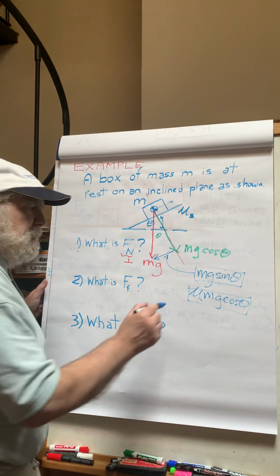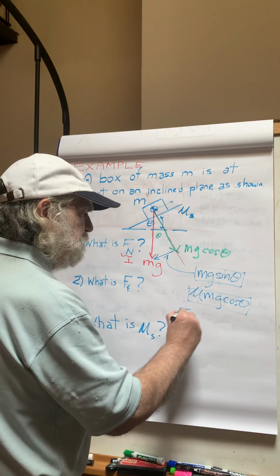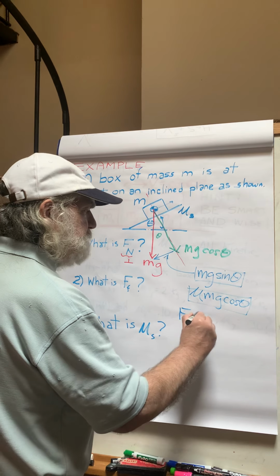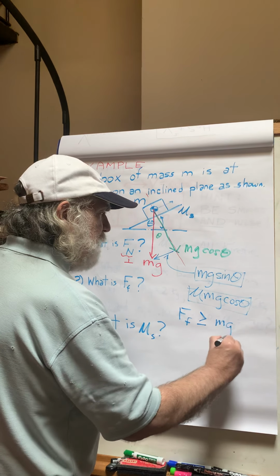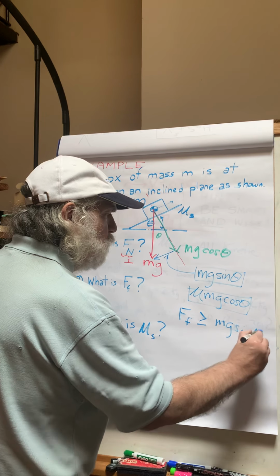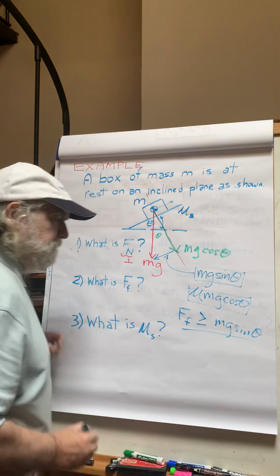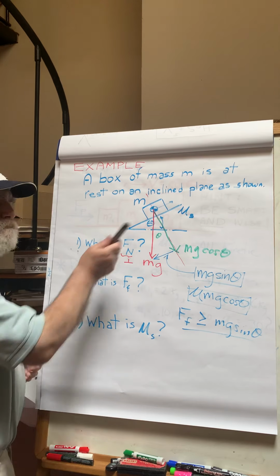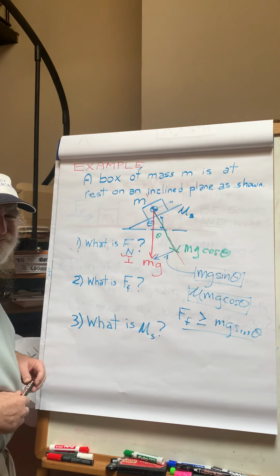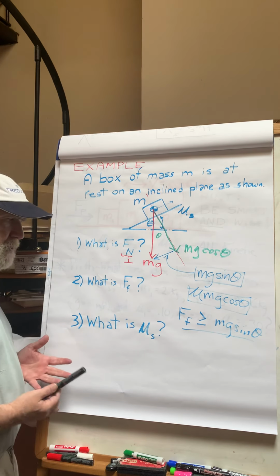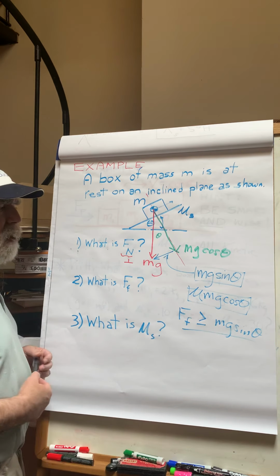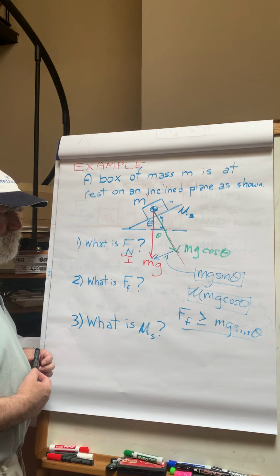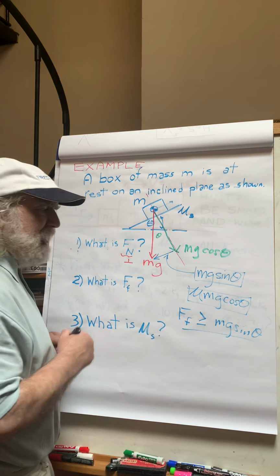And lastly, we would like to know what is the static coefficient of friction. Well, we know that the force of friction has to be greater than or equal to the pull down the plane in order for the box not to move. But nobody said that the box is on the verge of moving. Nobody said it's about to slip. So we don't have any way of telling where we are on the force of friction. So we don't have a way of finding mu.